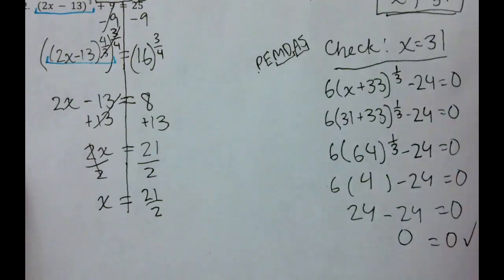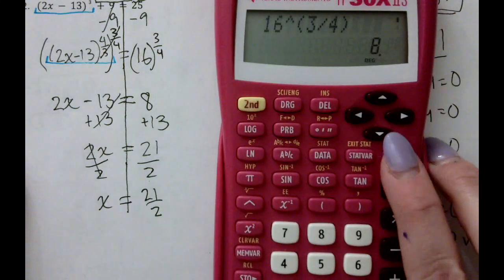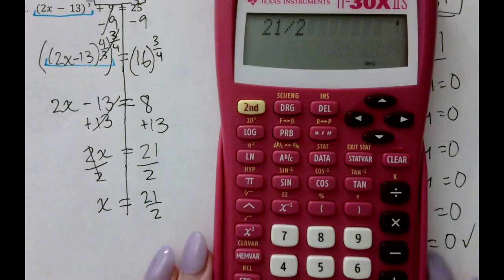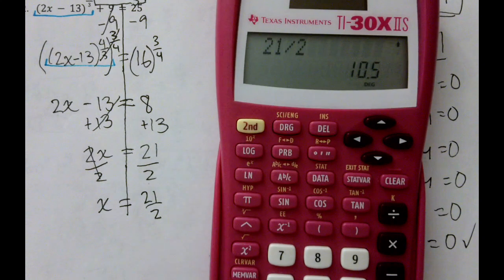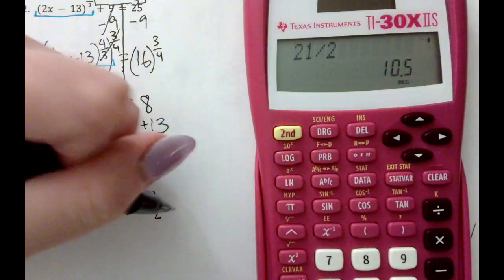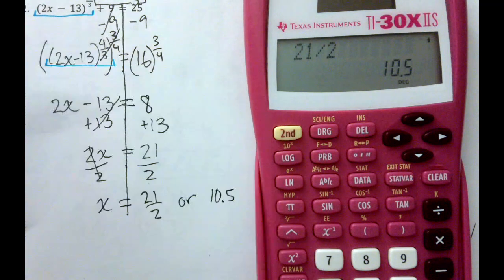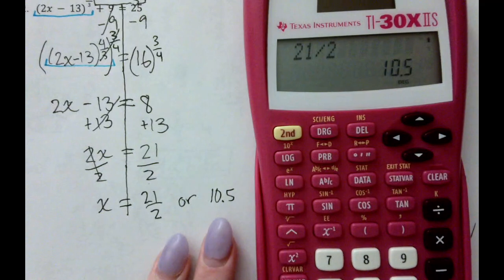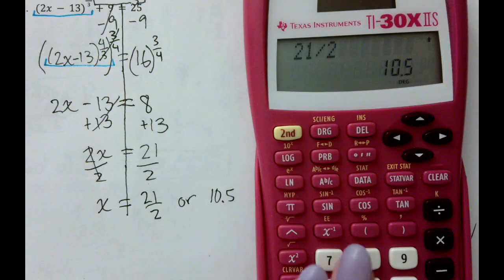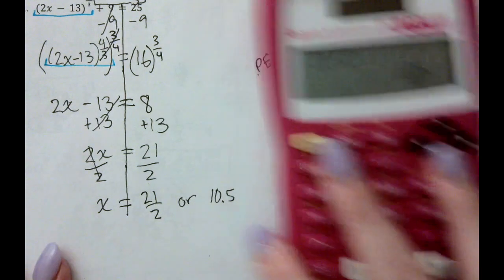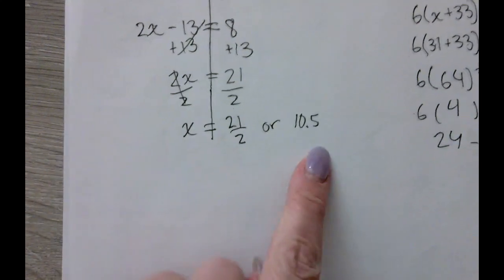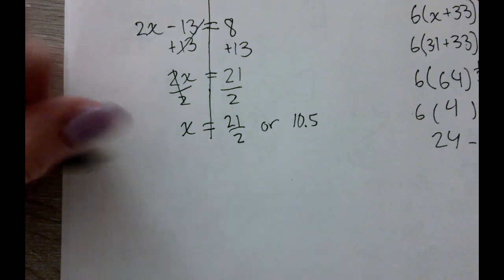Now, if you check with your calculator, 21 divided by 2, this is a nice decimal, 10.5. So if you want this to be your answer, go for it. When I check, I actually prefer a decimal if I can, because that's easier to type into the calculator, in my opinion. So, either one is correct in this case. Don't round this, just use it. And we check.